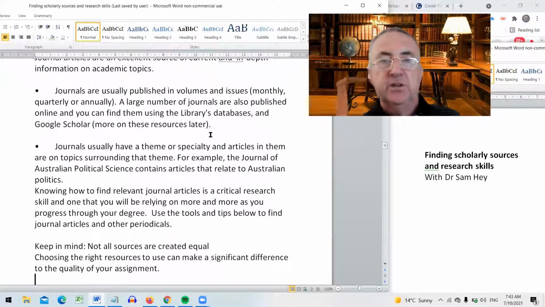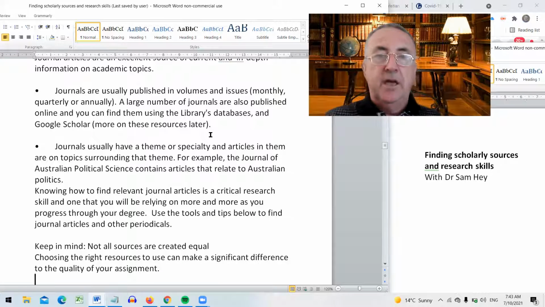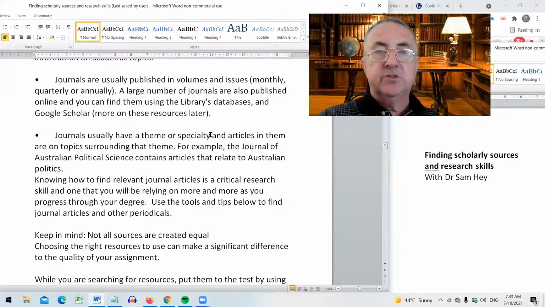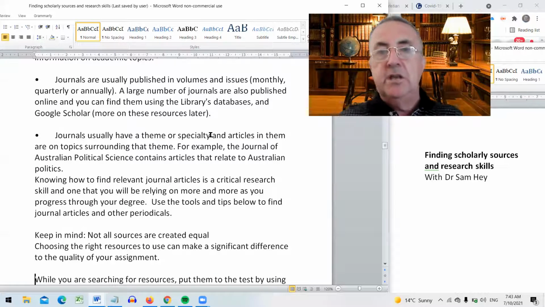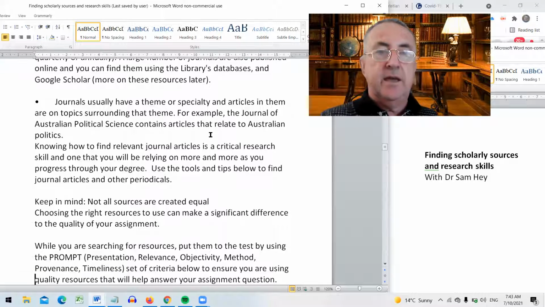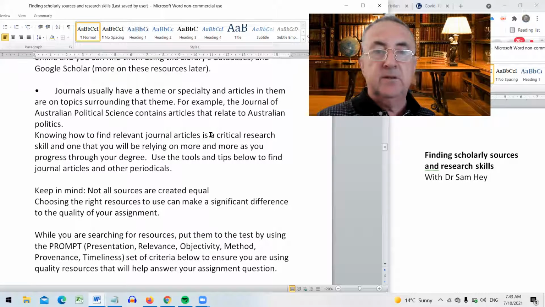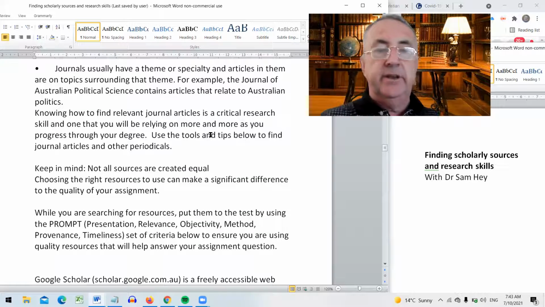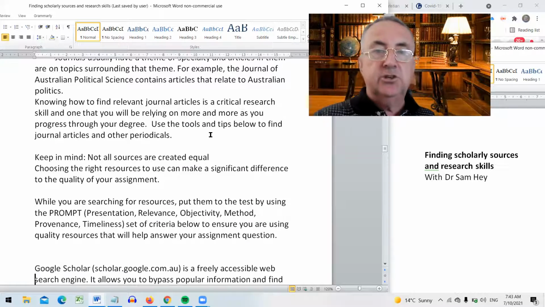Journals are usually published in volumes and issues, monthly, quarterly, annually, and you see the names of scholars. So think about who's the author of the journal, why is it published, what sort of material is it looking at. Scholarly journals often have a theme or a speciality, and so once you find a particular journal, you can look further at it. So Australian Political Science Journal would focus on politics, and the Theology Journal on theology, Education Journal on education, and so on.